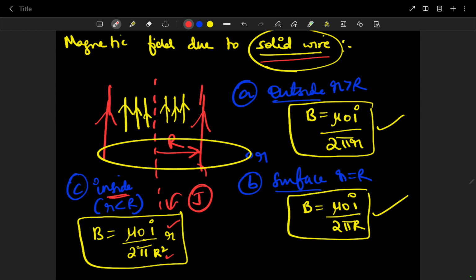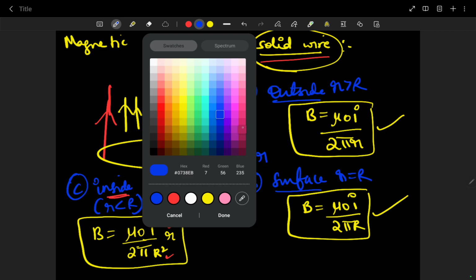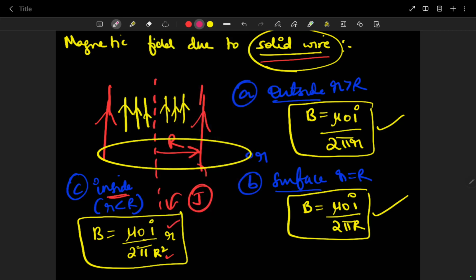So can you analyze how B and r are changing over here? Over here they have an inverse relation, and over here they have a direct relation. So this will help us to draw the B versus r graph for solid wire. We have also drawn the same graph for hollow wire.